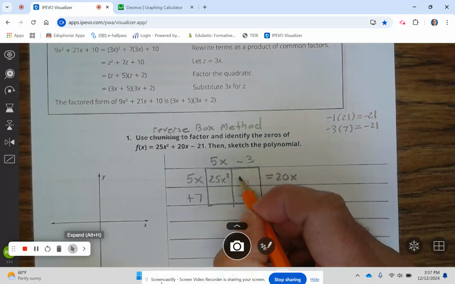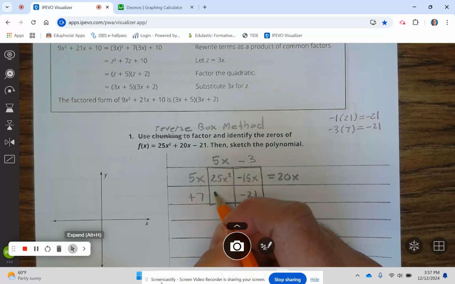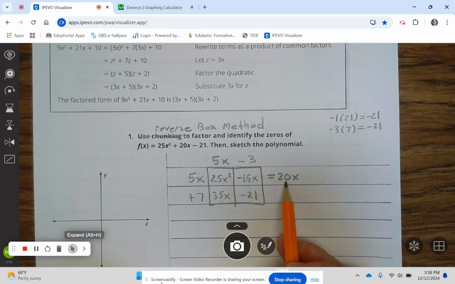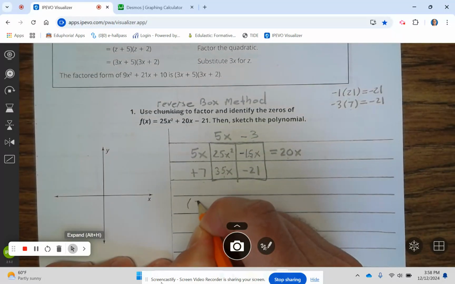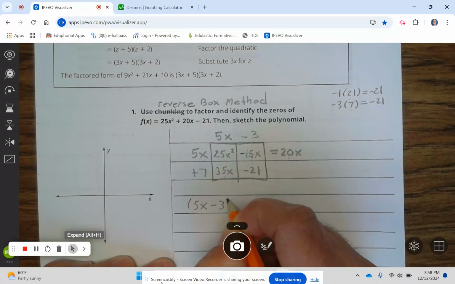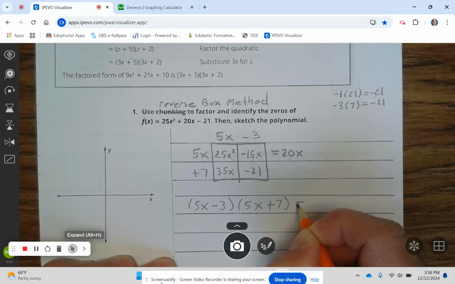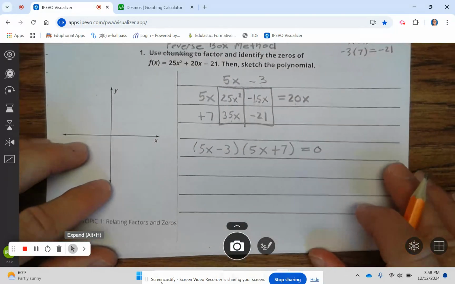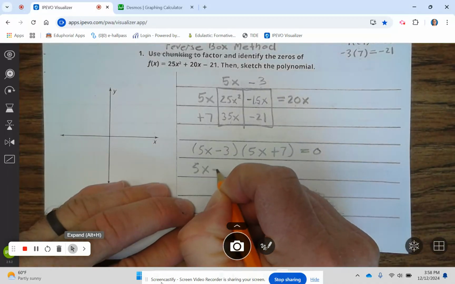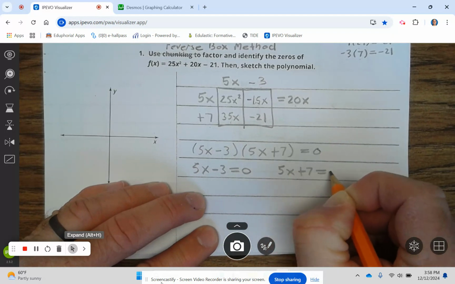So 5x times negative 3 is negative 15x. 7 times 5x is 35x. 35 minus 15 is 20x, so this works. So the factors are 5x minus 3 times 5x plus 7, and we're going to set that equal to 0. Okay? All right, so we're going to set 5x minus 3 equal to 0, 5x plus 7 equal to 0.